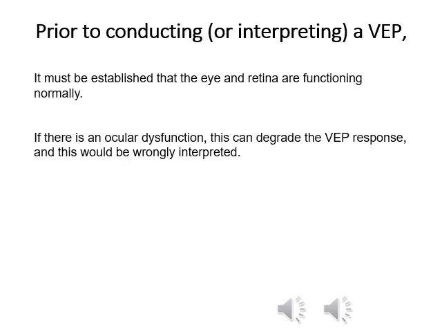study. If there is an eye or retina problem, this can degrade the VEP response and it would be wrongly interpreted as a cortical dysfunction when really the problem is in the eye and the stimuli is not properly getting to the brain.